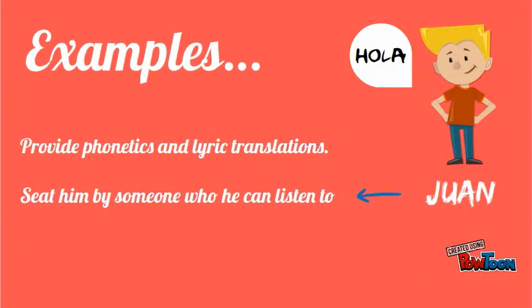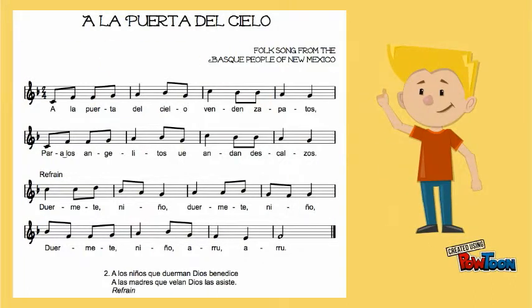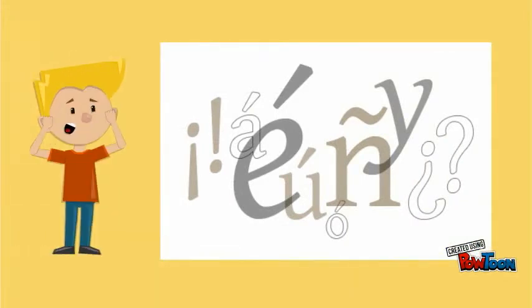Also, make sure to seat him next to someone in his section that he can listen to while singing to help make sure he is singing the words correctly. It would also be nice to include a Spanish song in the choir's repertoire to help him feel more confident and valued, as he could help the choir know how to pronounce the words correctly.